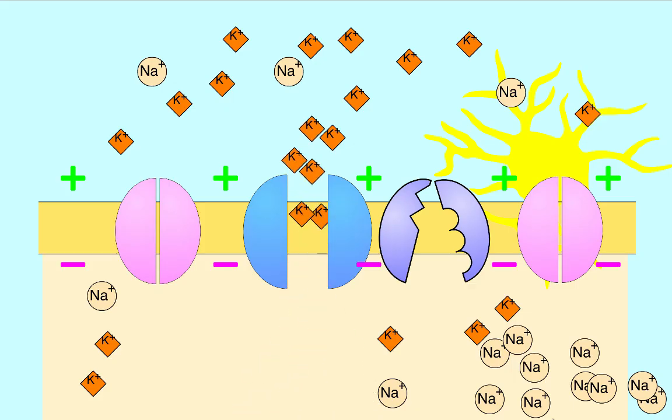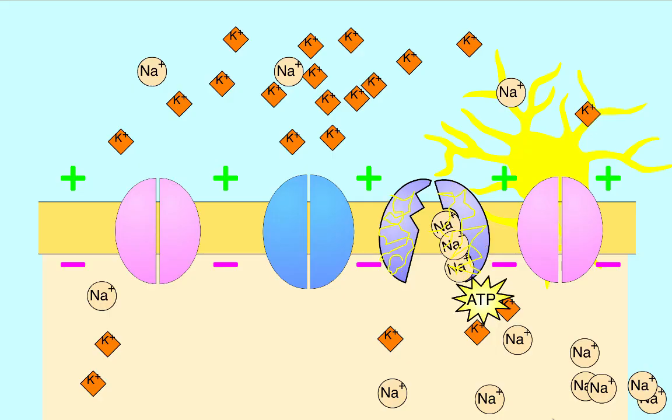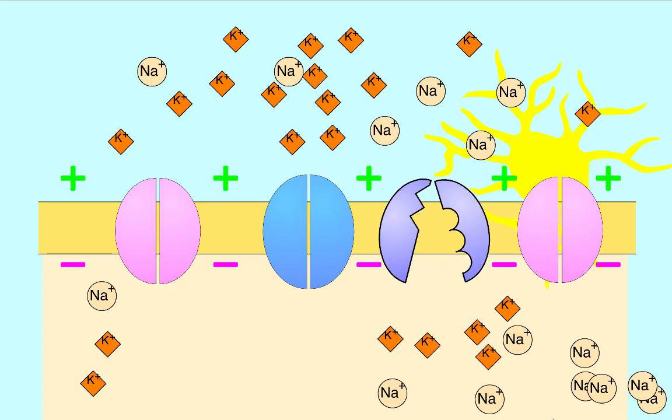The efflux of potassium ions during the falling phase of the action potential restores the negative charge inside the neuron. Meanwhile, the sodium-potassium pump has been shuttling sodium ions out and potassium ions in, re-establishing the resting distribution of sodium and potassium ions.